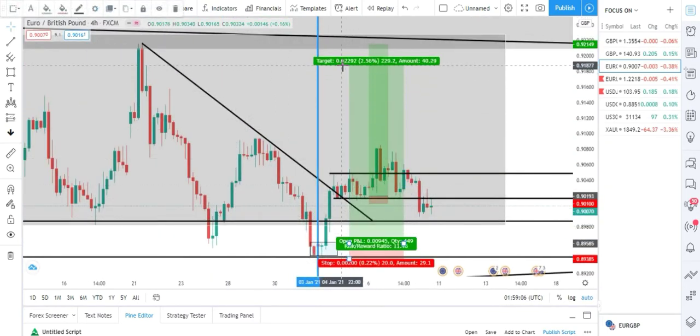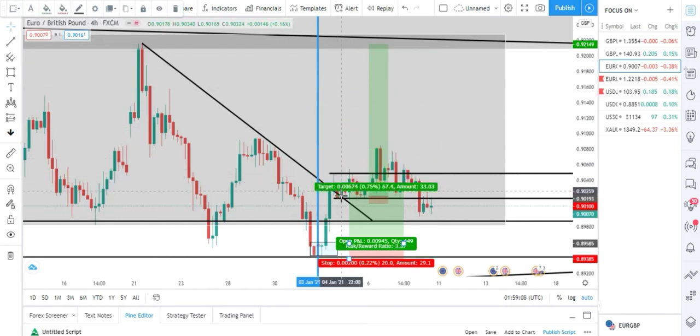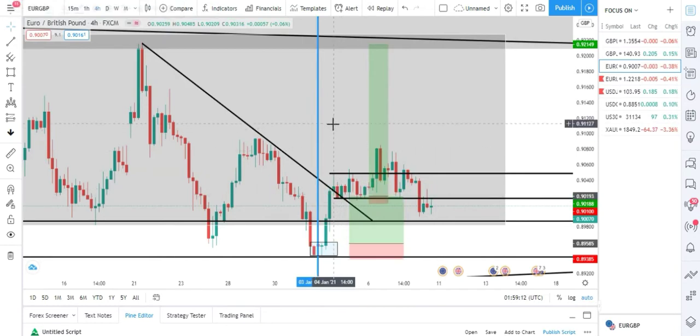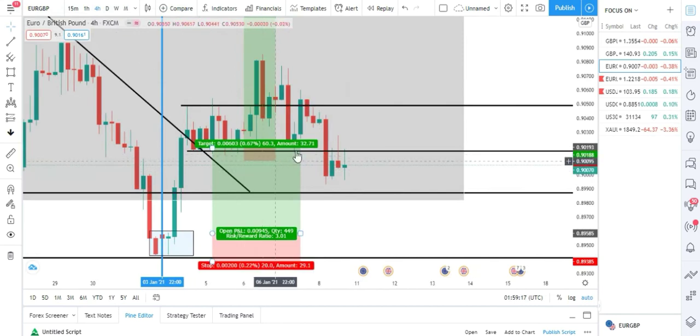Then you say to the top. But even better, you say a 3-to-1 risk to reward ratio. It would have been hit, guys. You see, it would have been hit. So that's an opportunity that we missed.